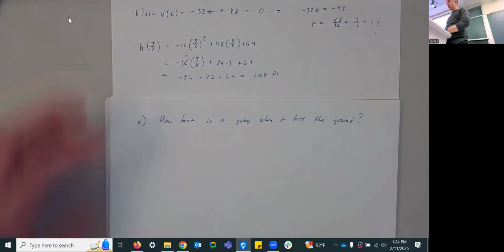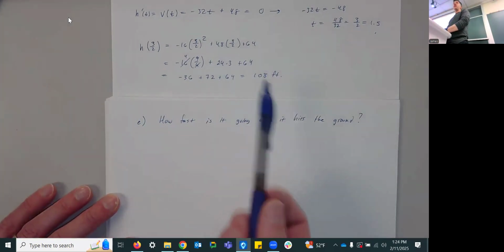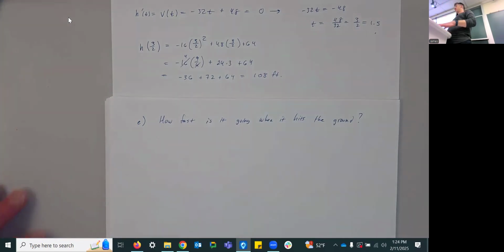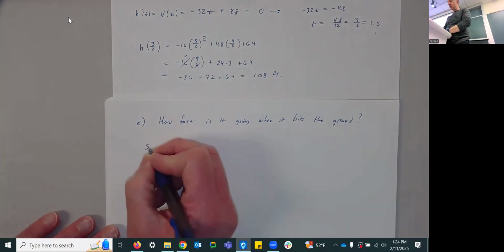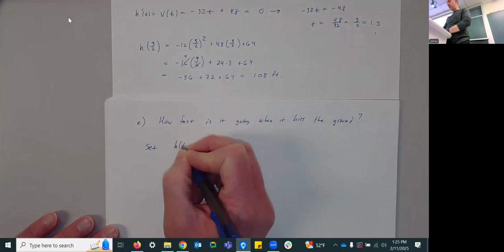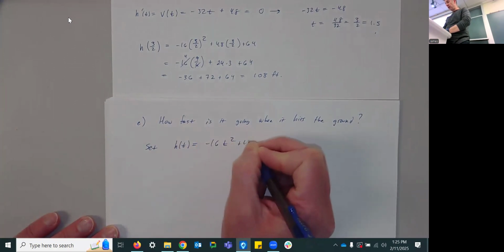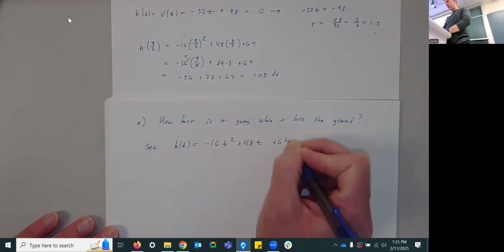So, just like before, to figure out how fast something is at a particular moment, we have to find the moment. So we have to find when the rock hits the ground. That's going to be when the height of the rock is 0. So we're going to set the height of the rock, which was -16t squared plus 48t plus 64, equal to 0.